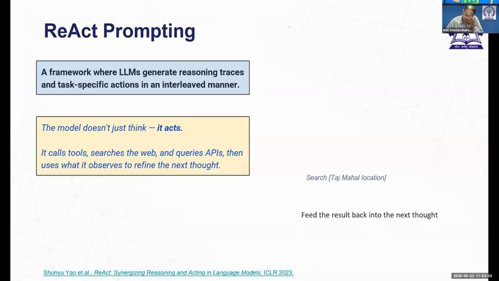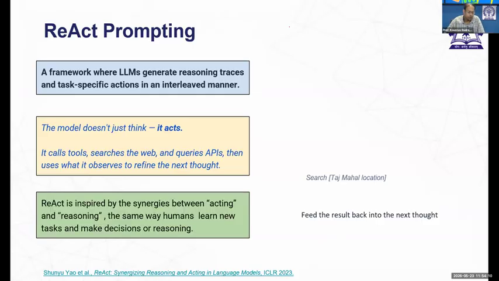So far, the prompting techniques that we have discussed have been restricted to parametric knowledge. This time, along with the parametric knowledge, we are also going to access external information, like APIs and query-based or search-based sources. Both things are there. ReAct is inspired by the synergy between acting and reasoning, the same way humans learn new tasks and make decisions.